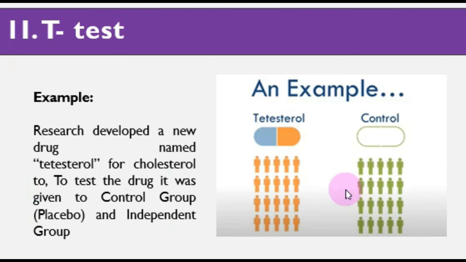Alright. So, example of T-test. Example would be a researcher develops a new drug named testosterone for cholesterol. To test the drug, it was given to the control group, the placebo, and the independent group. Okay? So, for this one, this is the drug na na-develop na testosterone.